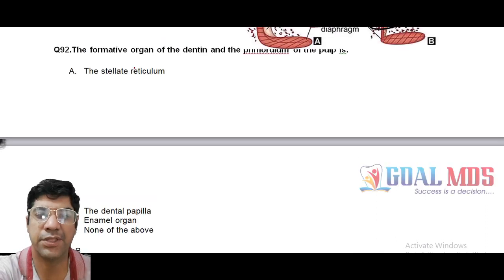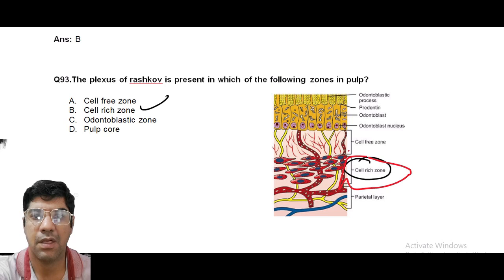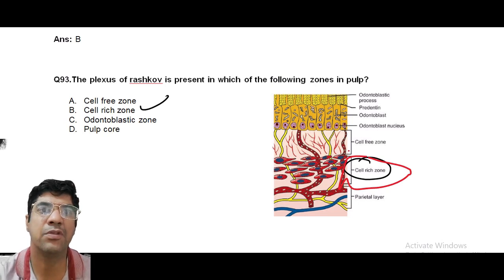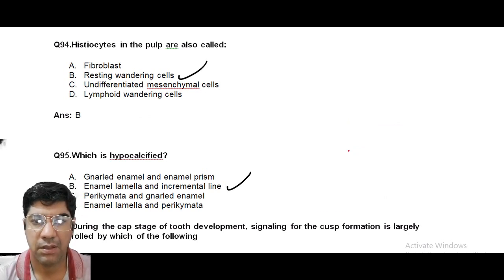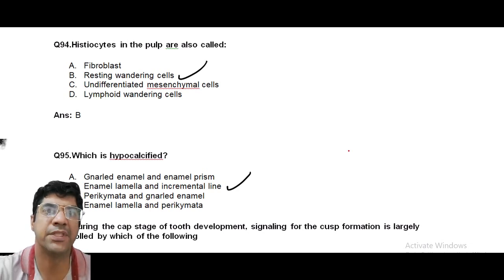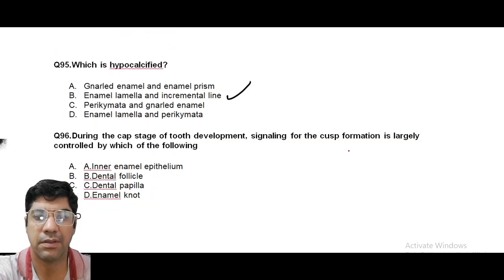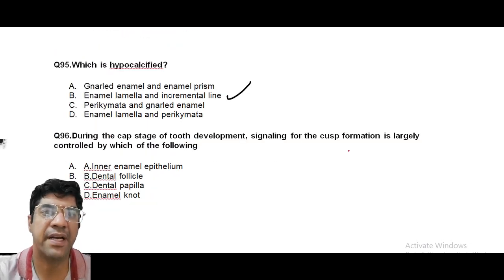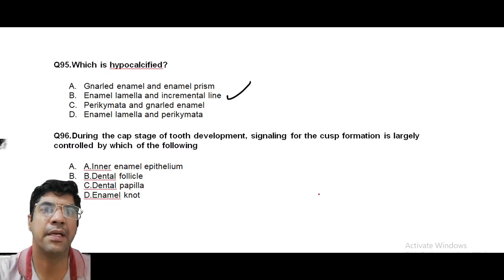The plexus of Raschkow, it is present in which of the following zones? It is seen in the cell-rich zone. The histiocytes in the pulp are known as wandering cells, resting wandering cells. So they play a role in immune response and inflammation regulation. What is hypocalcified? This question has been already discussed. The answer is enamel lamella and incremental lines.